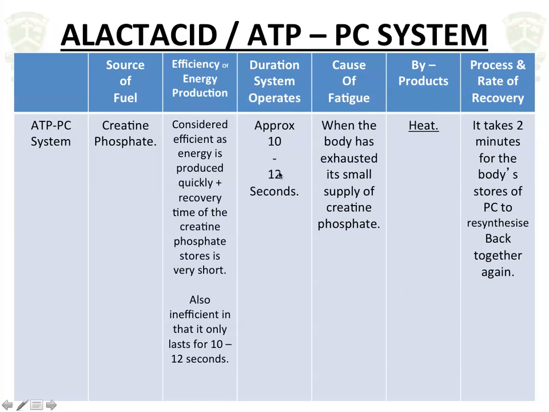So it's used obviously at the very, very start of exercise, but it can also be used in the middle, say, of a marathon. If a runner decides to put on a sprint and increase the intensity of their exercise, they will go to the ATP-PC system predominantly, and then into the lactic acid system if that sprint lasts longer than 10 seconds. So that's the first energy system.